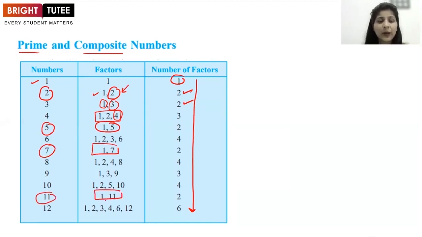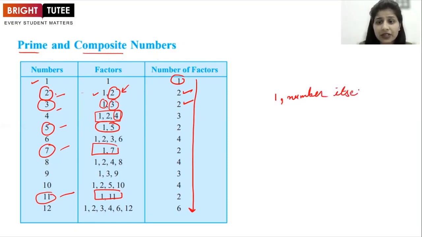So what do you observe? The numbers that I have circled are 2, 3, because in 3 we just have 2 factors, 1 and the number itself, then 5, 7, and 11. These are the numbers that have just 2 factors, 1 and the number itself.